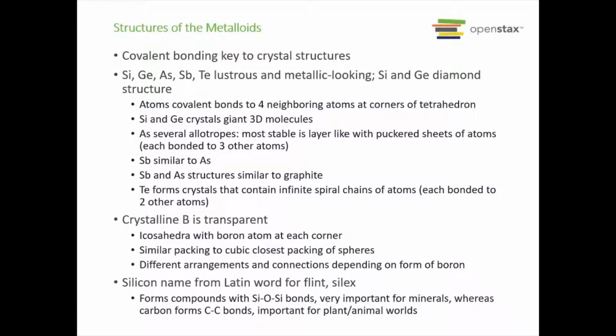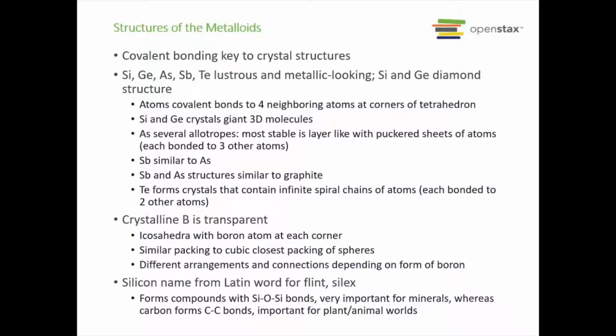So when it comes to their structures, covalent bonding is really the key to their crystal structures. Silicon, germanium, arsenic, antimony, and tellurium are lustrous and metallic looking, and silicon and germanium also have a diamond structure. So in their structures, the atoms are covalently bonding to 4 neighboring atoms at the corners of a tetrahedron. And silicon and germanium, the crystals they form are basically one giant 3D molecule. Arsenic has quite a few allotropes, where the most stable is kind of layered-like, where you have these puckered sheets of atoms. So each atom is bonded to 3 other atoms. Antimony is very similar to arsenic, and both arsenic and antimony have similar structures to graphite. Tellurium can form crystals that have infinite spiral chains of atoms, so each atom is bonded to 2 other atoms.